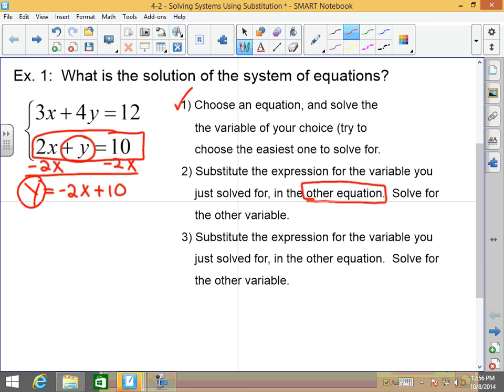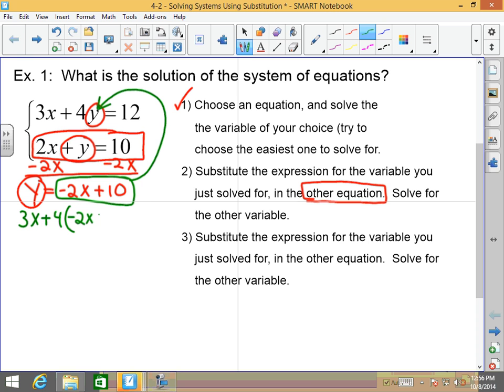So since y is equal to y, I'm going to take the value of y and plug it in to the y of the other equation, which will render me with 3x plus 4 times y, which is negative 2x plus 10, equals 12. Let's solve like I know you know how to do. 3x, please remember to distribute, minus 8x plus 40 equals 12. Combine like terms, negative 5x plus 40 equals 12. Subtract 40 to both sides.